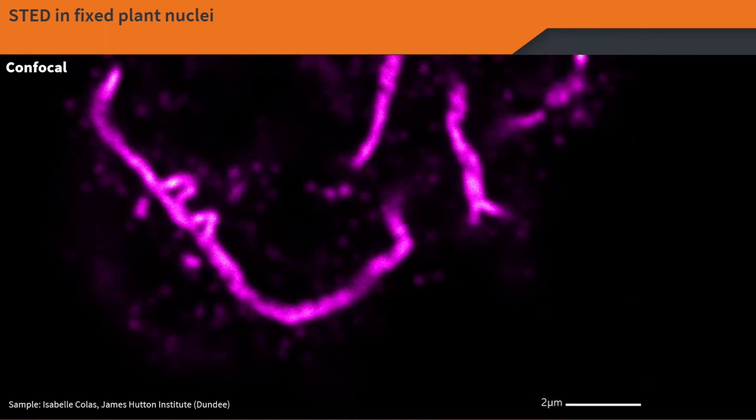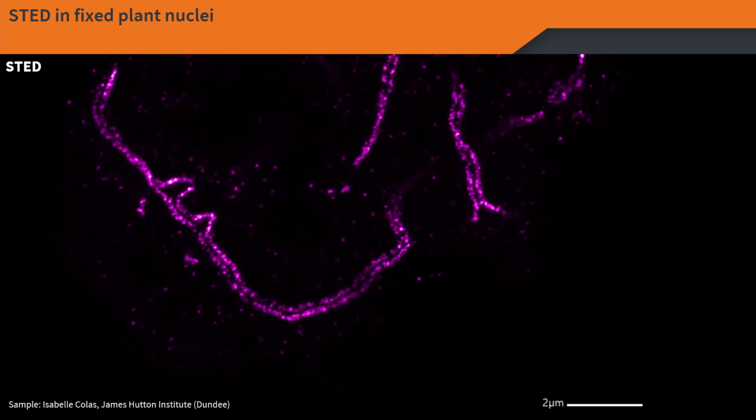I myself had a look at samples from Isabelle Colas, and here we can see tinsel structures in a confocal image. When we switch to STED, we can see not only a loop, but also that we have two larger bands here. If you look closely, you can see that each of these bands is actually consisting of two very small bands as well. Again, it's not entirely visible because the labeling is not completely in every single spot, but there's two little bands here, you can see that.